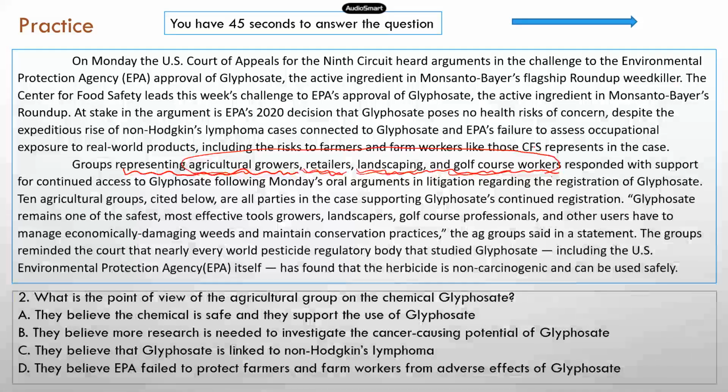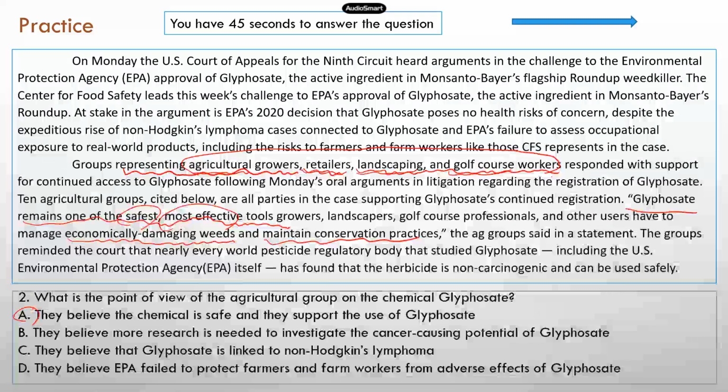And you can see from what the spokesman said, right? Glyphosate remains one of the safest and most effective tools these people use. So some of the words have positive connotation, right? Safest, most effective. The users use glyphosate to manage economically damaging weeds. So the weeds are bad. So if we use glyphosate to control weeds, to kill weeds, then glyphosate is good. It's good for conservation. The correct answer is A, right? They believe the chemical is safe and they support the use of glyphosate.